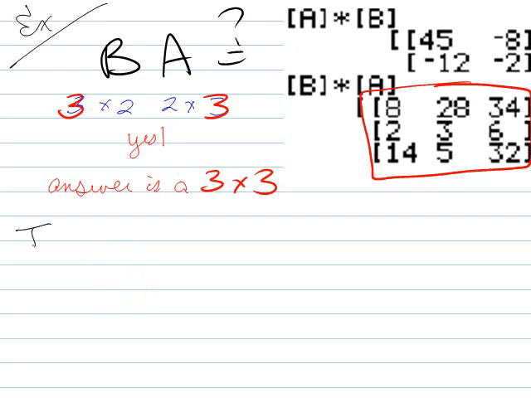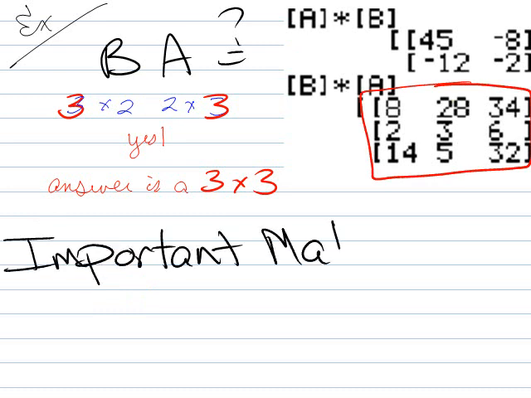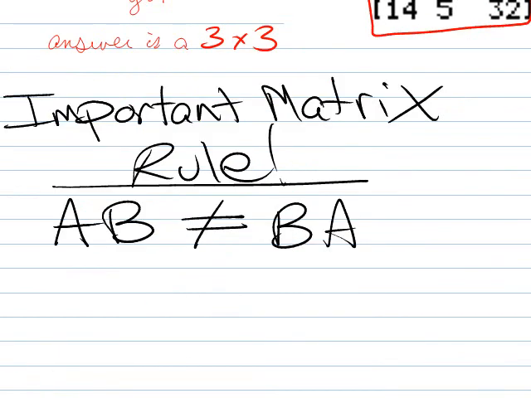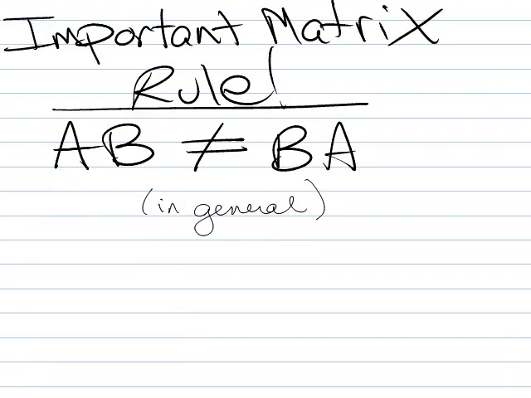So here's an important rule. A times B does not equal B times A. Not in general. You could just luck out and the numbers turn out that way. But in general, A times B is not equal to B times A. And I remember the first time I learned this, this absolutely, totally, 100% completely blew my mind. Okay? So make sure that you understand that.